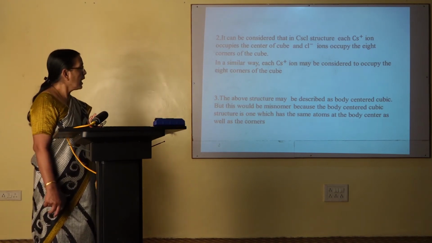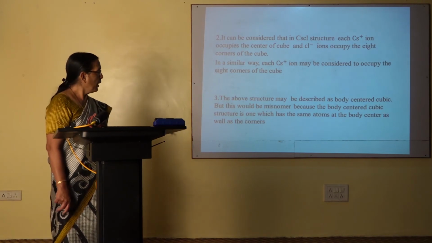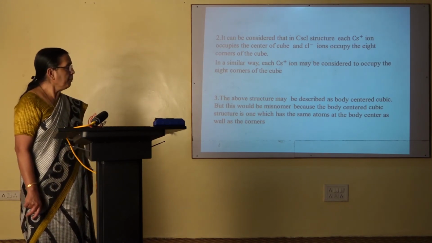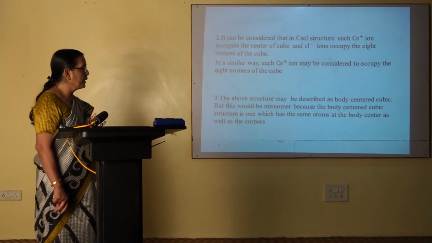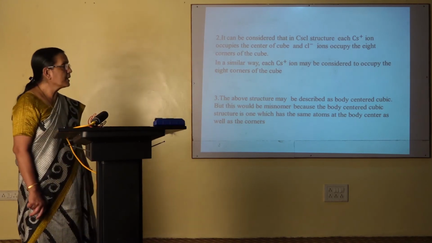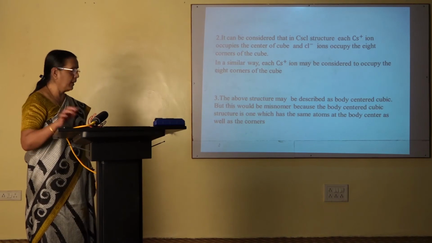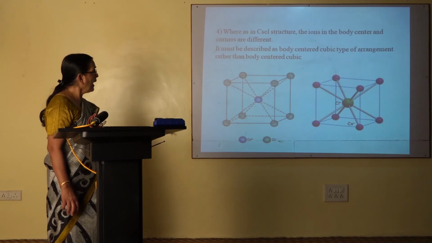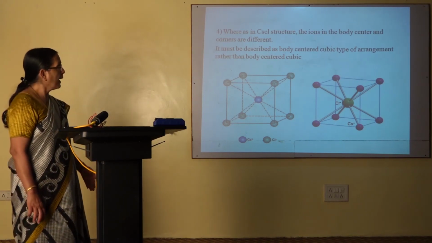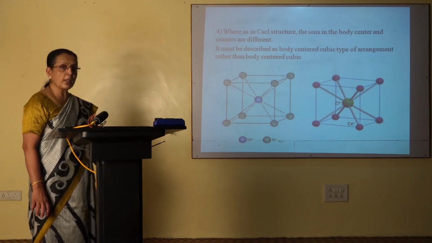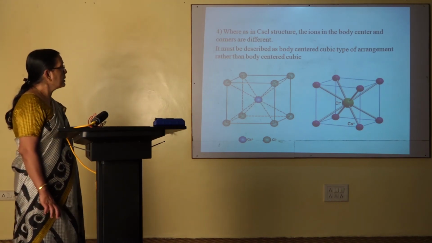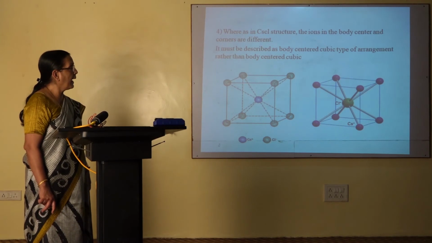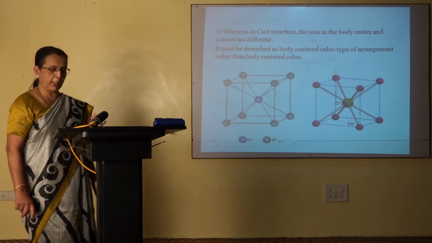The structure is also described as body centered cubic, but this would be a misnomer because the body centered cubic structure is one which has the same atoms at the body center as well as the corners. Whereas in the caesium chloride structure, the ions at the body center and corners are different. It must be described as a body centered cubic type of arrangement rather than body centered cubic.